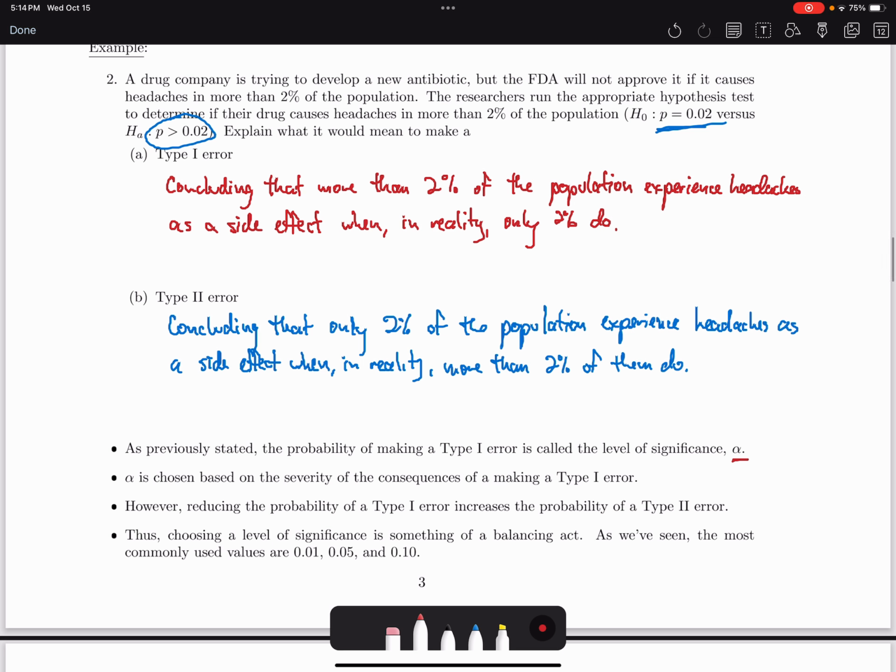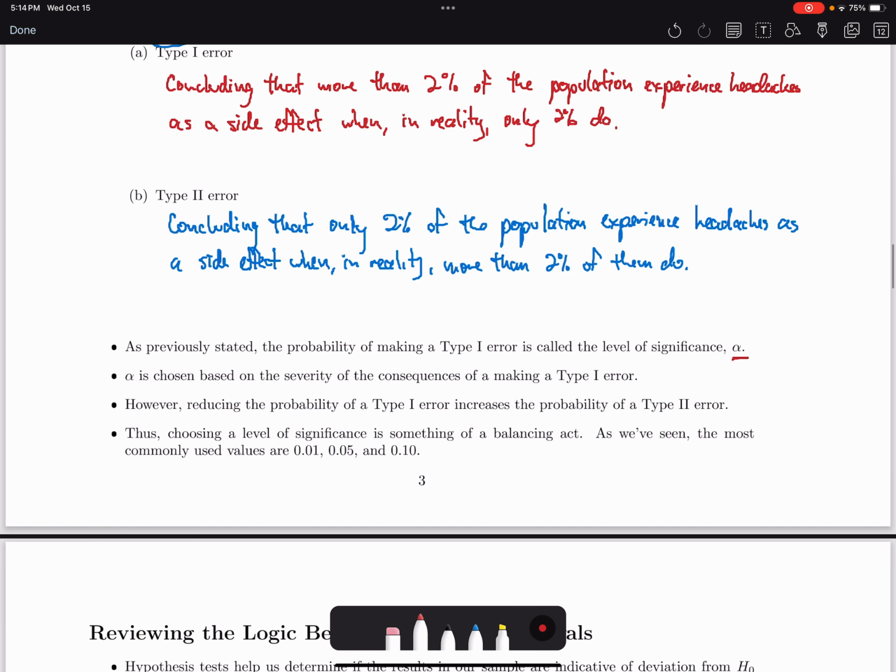Now, you might think, why don't we just make alpha as small as possible? And the answer to that question is because reducing the probability of making a type 1 error increases the probability of making a type 2 error. So it's somewhat of a balancing act. As we've seen, the most commonly used values are 0.01, 0.05, and 0.10, but of those three, 0.05 is kind of the standard value that's used for a type 1 error.